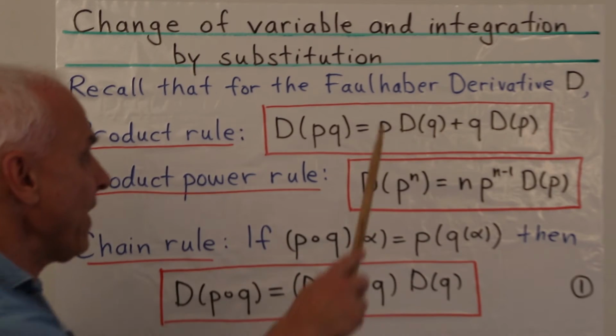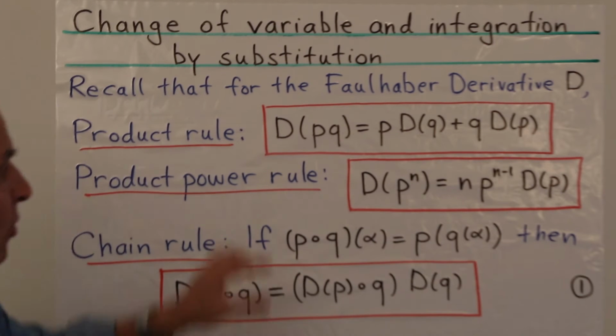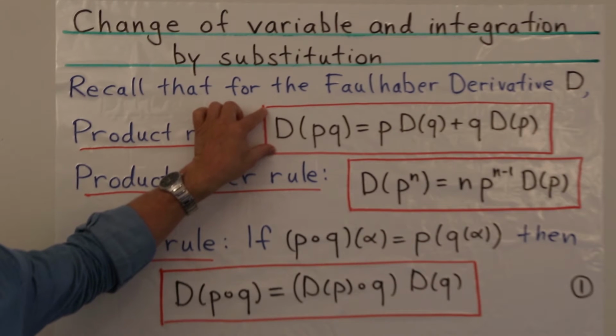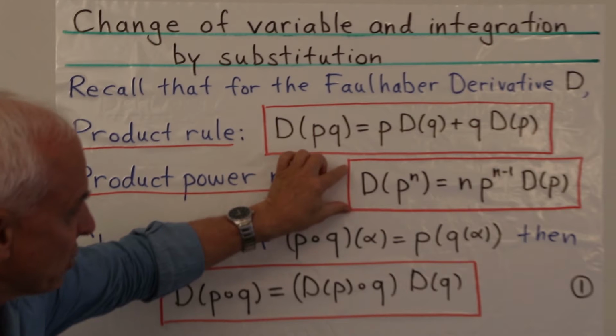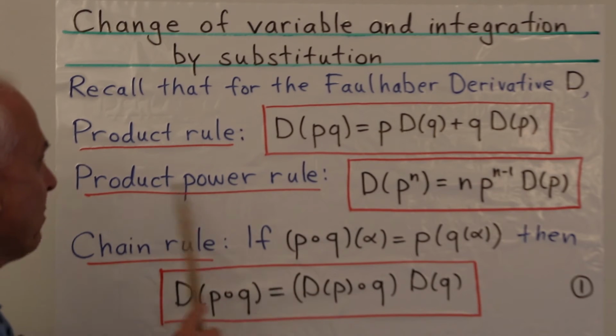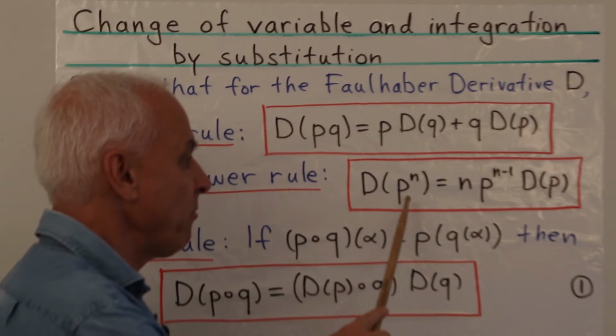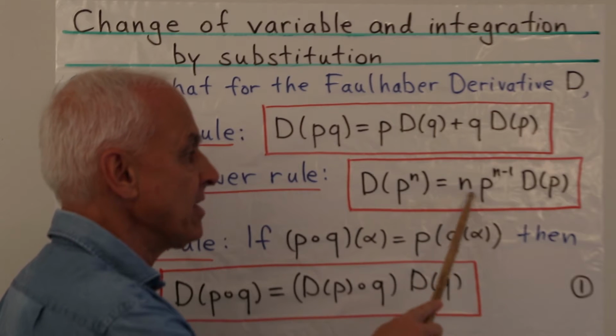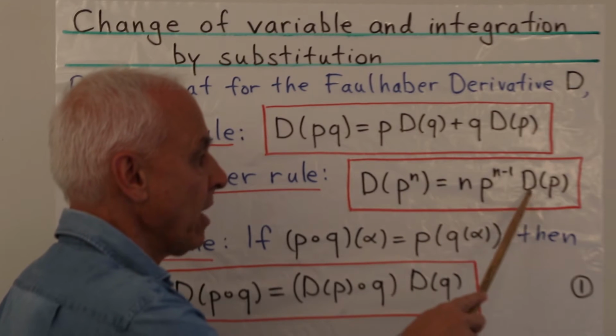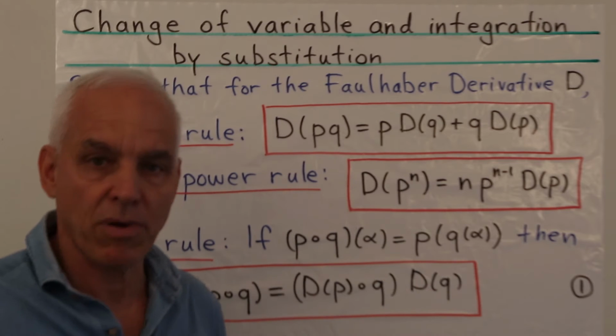So recall that for the Faulhaber derivative, capital D, we have our familiar product rule. Now there's a special consequence of this called the product power rule, that the derivative of p to the n is n times p to the n minus 1 times d of p for a general polynumber p.